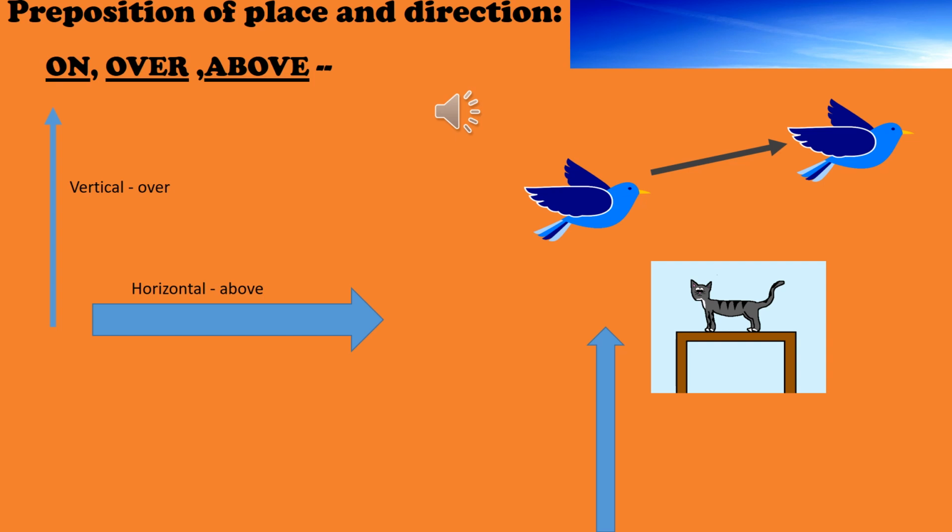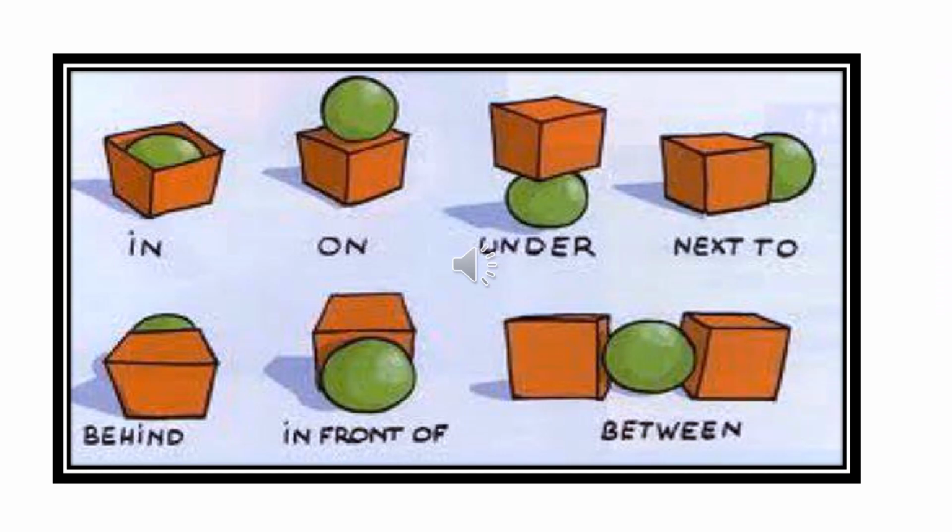Okay, now we can say that on would be used when there is touch between two things, and over would be for vertical height where there may be movement or not, and for horizontal leveling from the height we are going to use above. Okay, I hope that you understood.